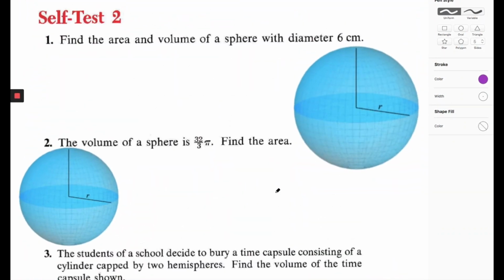Hey, self-test 2. Find the area and volume of a sphere with a diameter of 6 centimeters. Hey, that seems easy enough. We know the formulas. Again, let's get them down. So area formulas. Remember, A for area. Area is a two-dimensional calculation, so we know with spheres, that's going to be squared. We're going to have r squared right here.